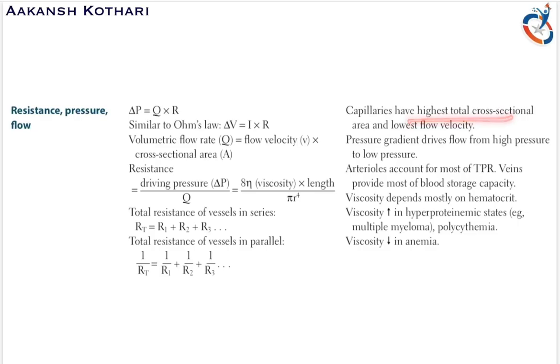Capillaries have the highest total cross-sectional area and the lowest flow velocity. Pressure gradient drives flow from high to low pressure. Arterioles account for the total peripheral resistance. Veins are a good storage of blood, and viscosity depends upon the hematocrit. Okay, now viscosity increases, that is actually the thickness of the blood increases in hyperproteic states like multiple myeloma or polycythemia, and it decreases in anemia. Is it clear? And viscosity affects the resistance directly. Is it clear? So these are all about cardiac output equations.